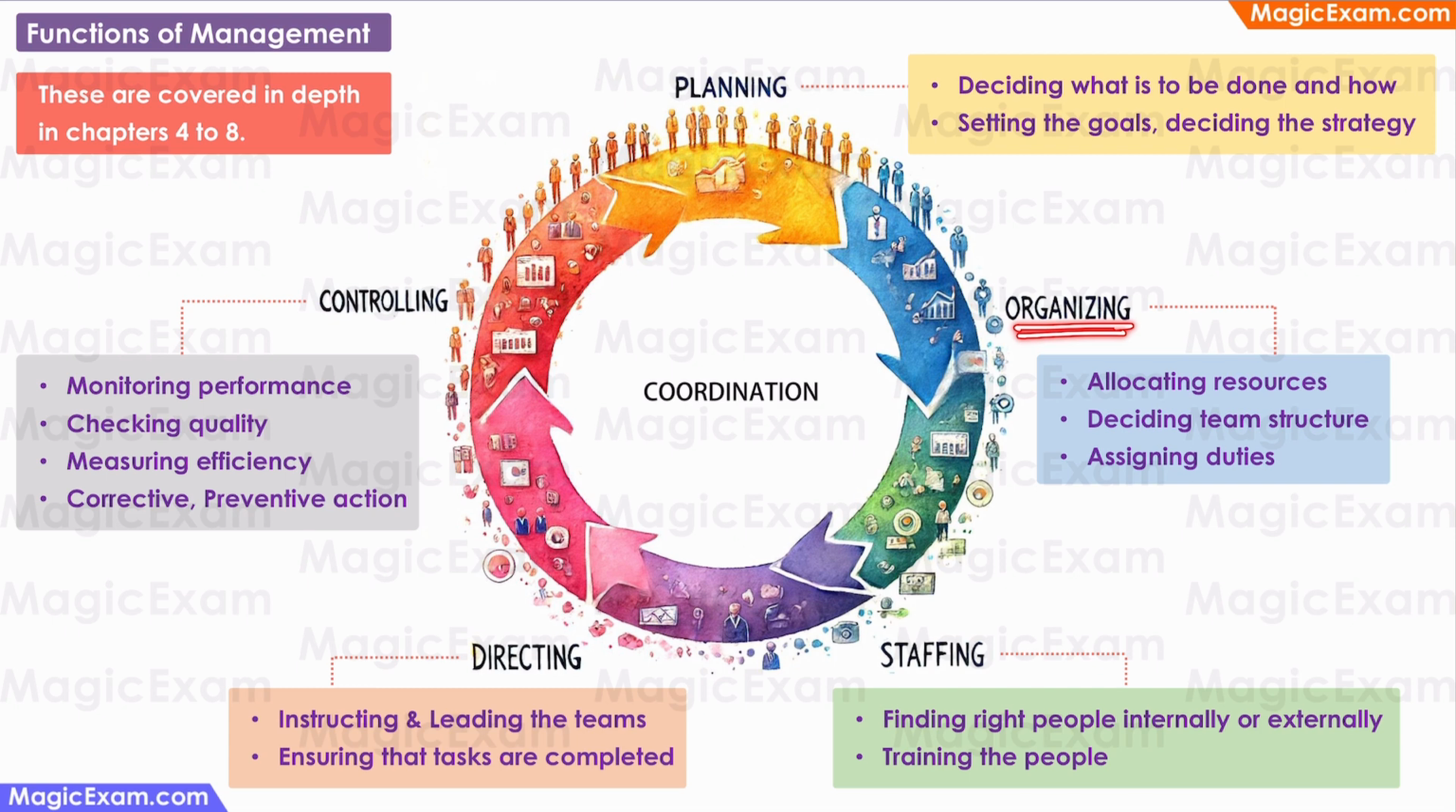Organizing is the next step, where the management organizes the basic resources like finance, land, machinery, etc. Here, the management will also decide how the team should be structured and what kind of people are required for the organization.